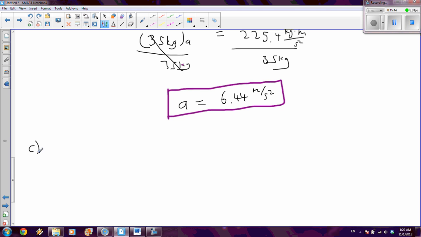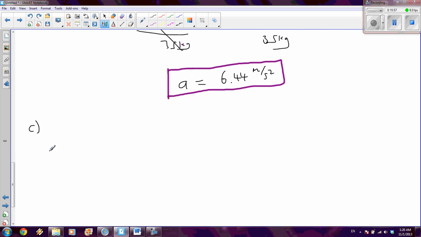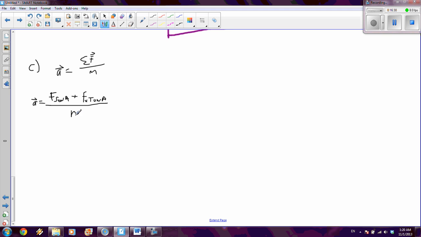So move on to our final part. Find the tension, find the force that the string exerts on block A and the force the string exerts on block B. So mathematical model, sum of the forces divided by the mass. Acceleration is equal to the force string on A plus force in the x direction, table on A, divided by the mass of A.